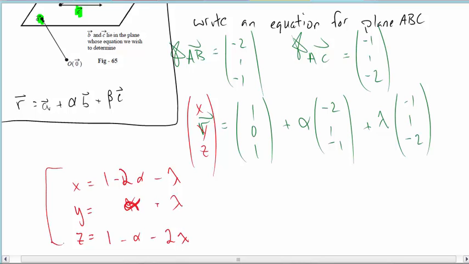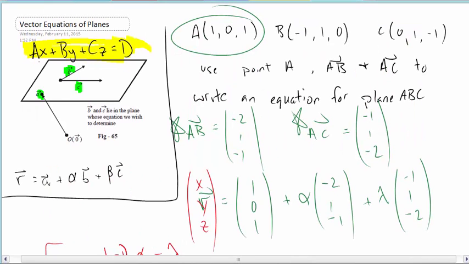It's another way that we can express an equation for the plane. But again, I don't want parametric equations. I don't want this in terms of alpha and lambda. In terms of those two parameters, I want x, y, and z. I want it to look like what I have highlighted in yellow. And that's where we're going to get to, but it's going to take a little bit of work.